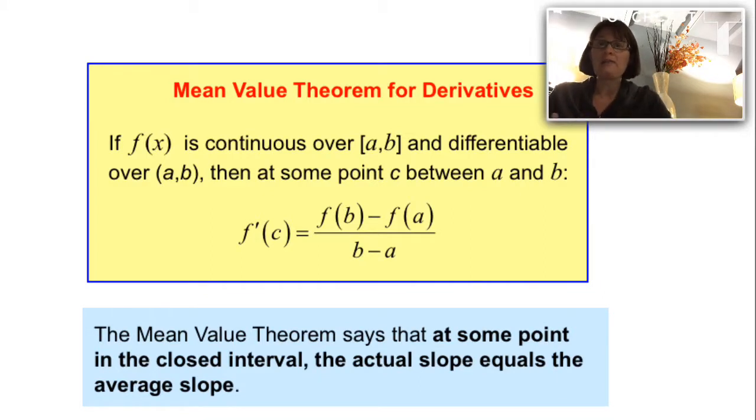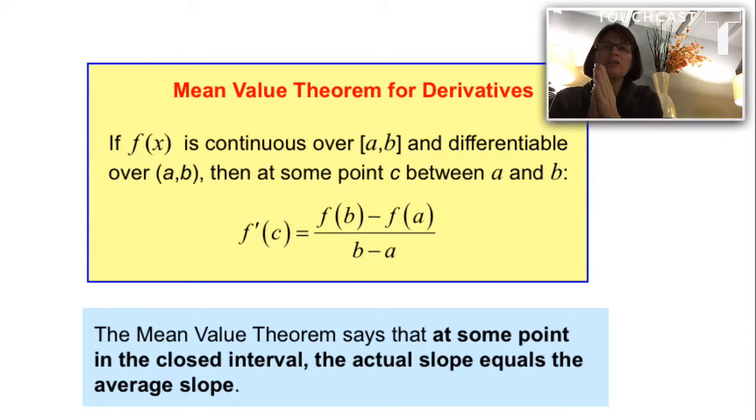The other important part of section 4.2 is what's called the mean value theorem. This is sometimes referred to as the MVT. It's used so frequently in calculus that you can refer to it as the MVT, and everyone will know what you're talking about. So this is a theorem.